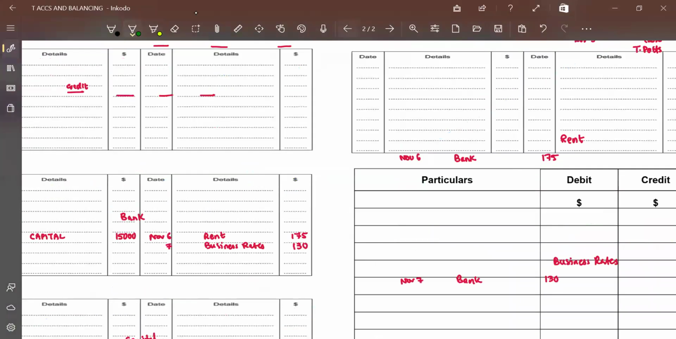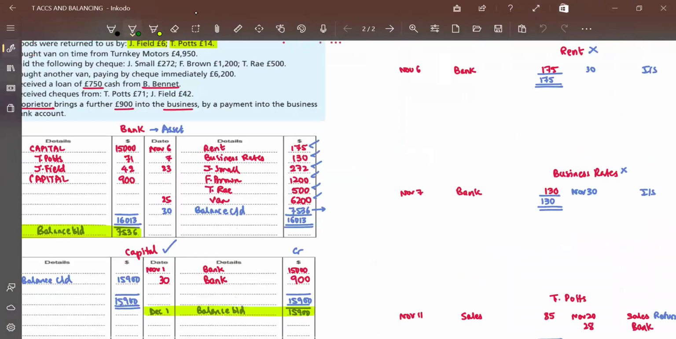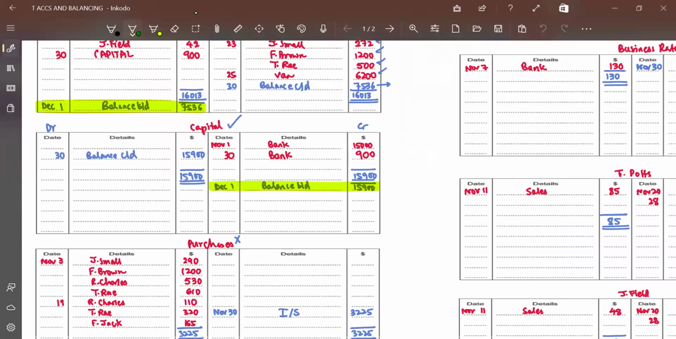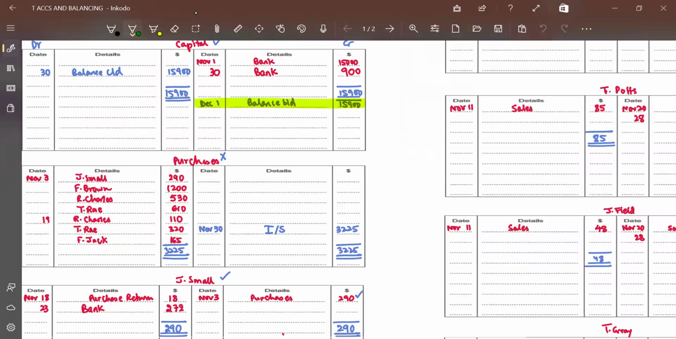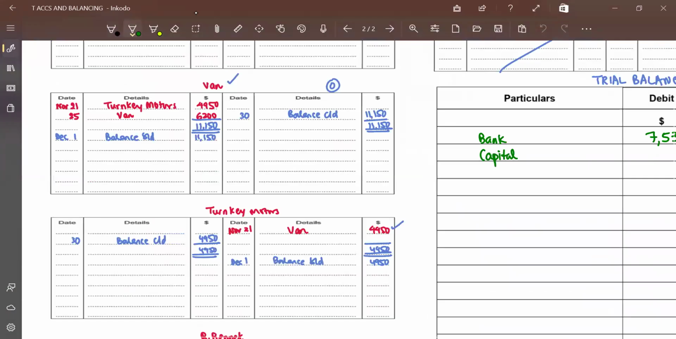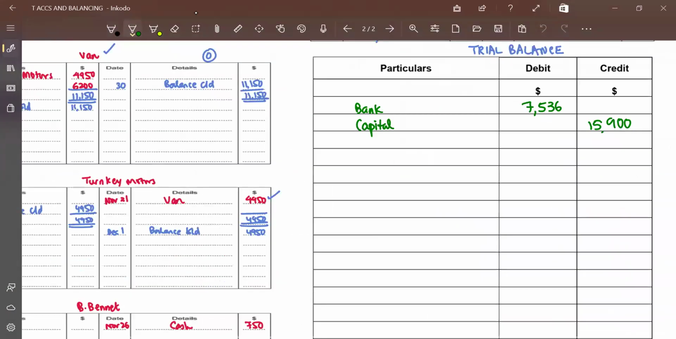The next T account is purchases. The total is 3225. You need to understand that for purchases, the balance carried down, brought down, was not done, right? So you post the total, and purchases are always and always debited. The total has to be posted on the debit side, 3225. Please make sure you don't mess this up. Purchases are always debited because it's an expense, 3225 on the debit side.